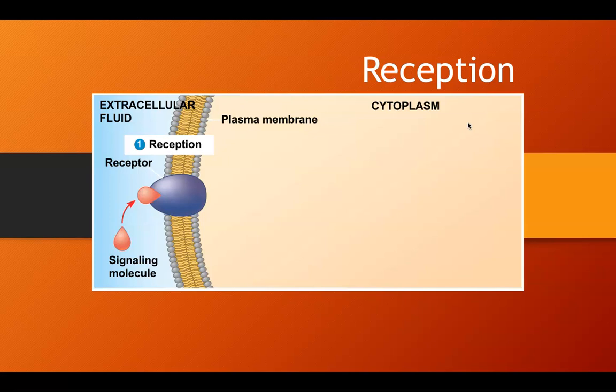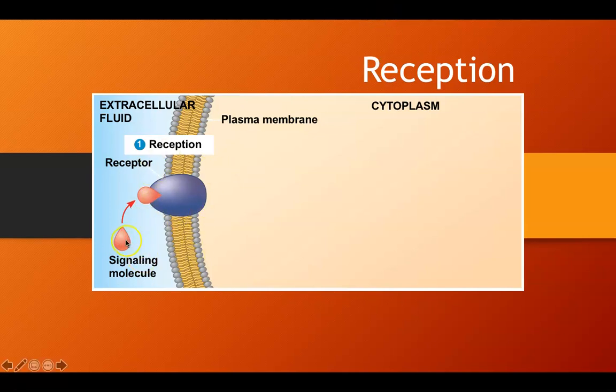Now, any small nonpolar signals, such as steroid or thyroid hormones, will be able to actually cross the plasma membrane and bind to intracellular receptors, and we'll look at that a little bit later. But for now, let's just look at the three stages using a membrane protein and a signaling molecule that is hydrophilic or water soluble. So the signaling molecule binds to the receptor, and this is your point of reception.